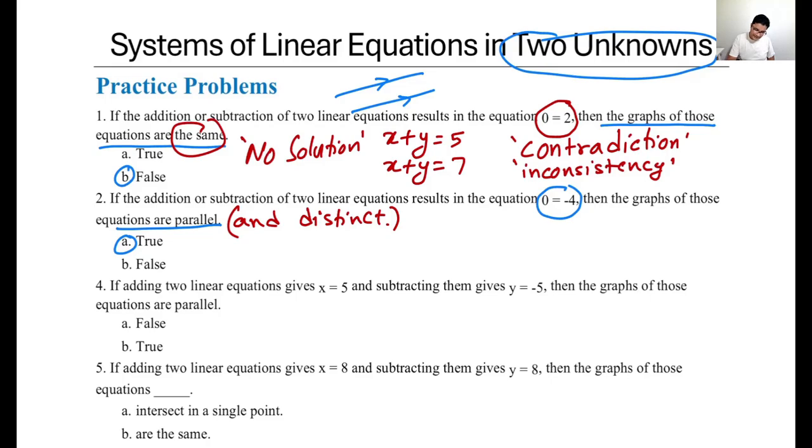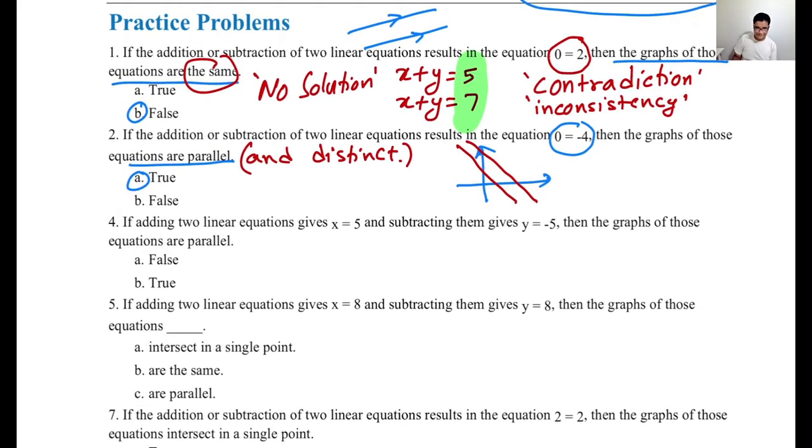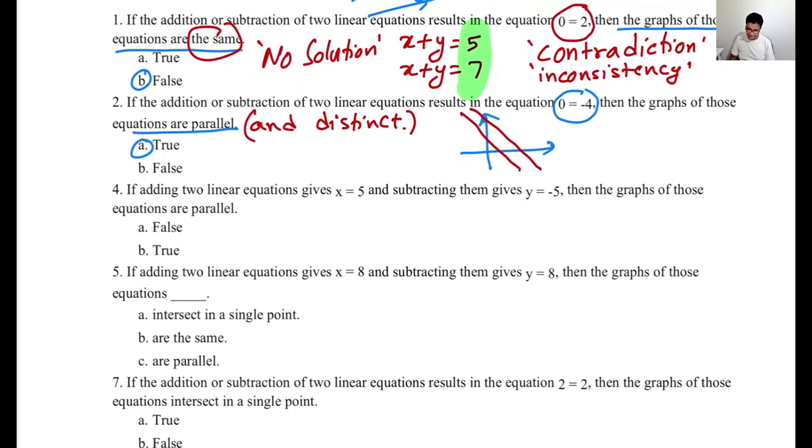And where does that distinctness, or not being the same, come from in equations? If you look at the right side, x plus y is 5 will give you intercepts at (5, 0) and (0, 5). x plus y equals 7 will give you, let me show you quickly. So x plus y equals 5 is, let's say, here. x plus y equals 7 will be here, right? That makes them parallel and distinct. In that case, there is no solution.